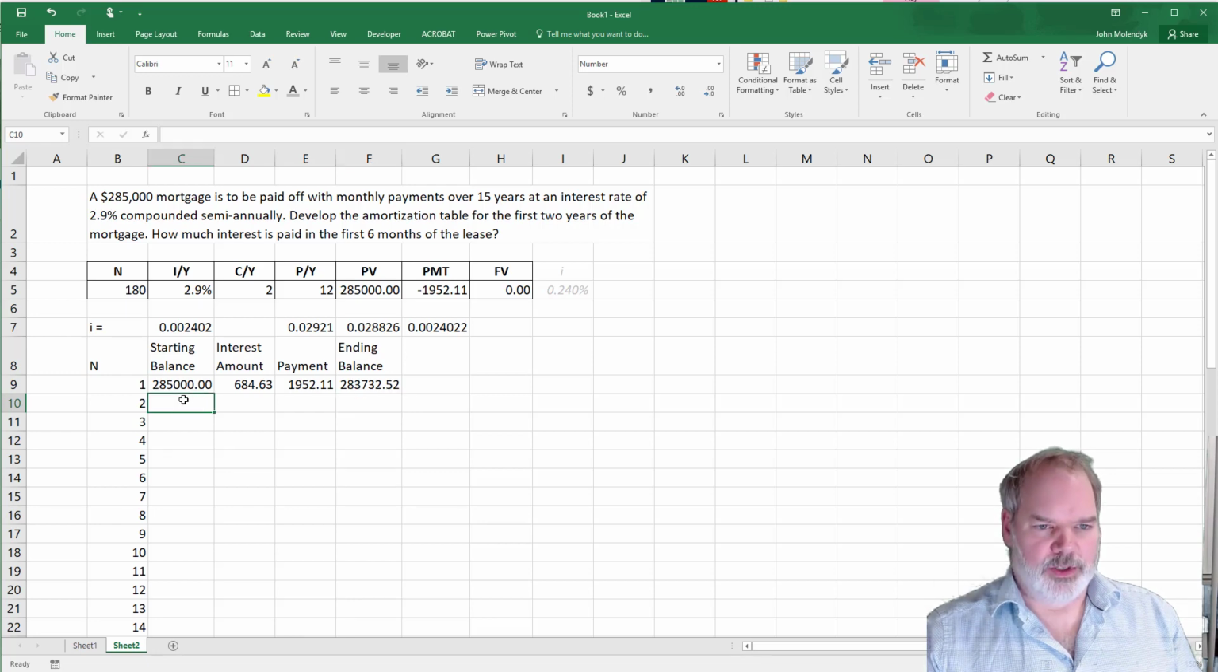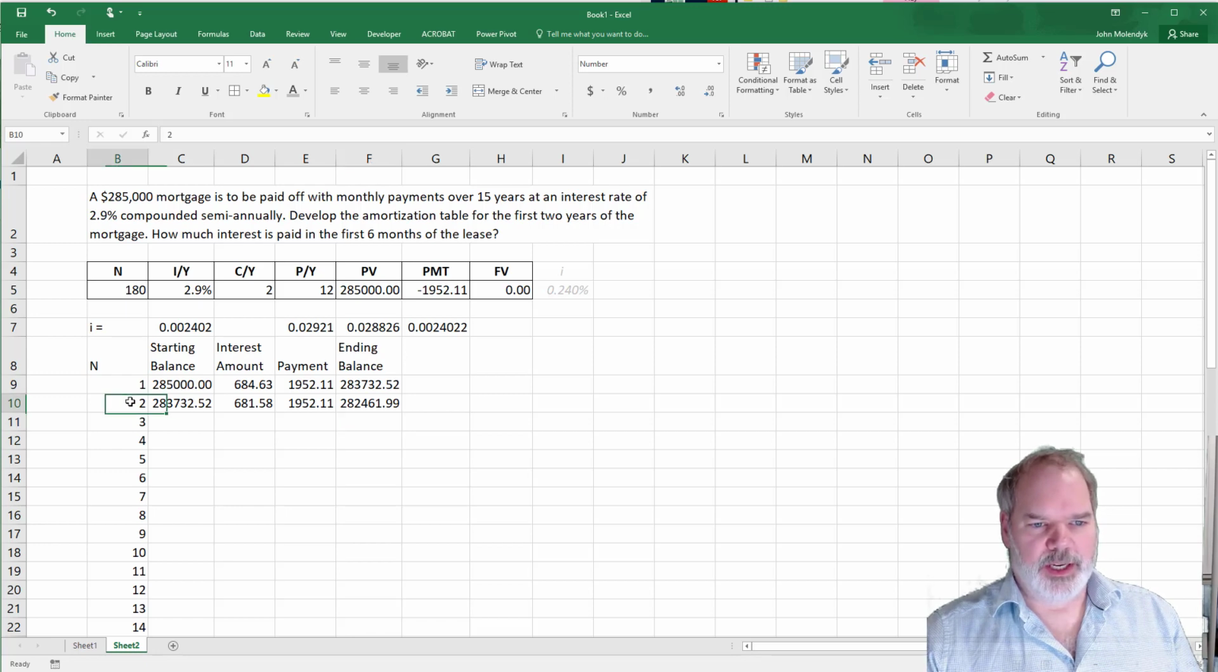For the second month, our starting balance is equal to the ending balance from before. The interest amount is the same formula: our starting balance times the periodic interest rate. Our payment is equal to the value above, so again we pay $1,952.11. And for our ending balance, we just drag this down. Again, it's our starting balance plus the interest minus the payment. We see that our interest amount went down slightly, which is good.